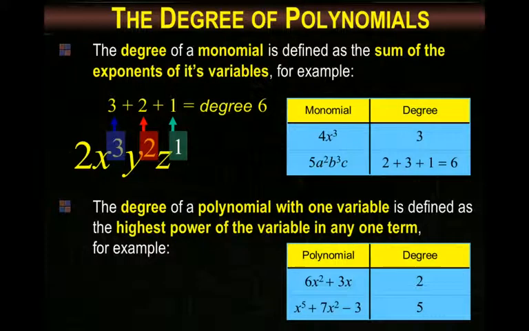Now, if your polynomial has multiple terms, like 6x squared plus 3x, you take the highest term. So what's the degree of 3x? Sum up the exponents of the variables. 3x. What's the only exponent we have? 1. So it has a degree of 1. But in 6x squared, the x has a degree of 2. So the highest term is the one that counts. So it's a degree of 2. With this one, I have x to the power of 5, 7x to the power of 2, and then negative 3, which has no variable whatsoever. But the highest term is a 5.